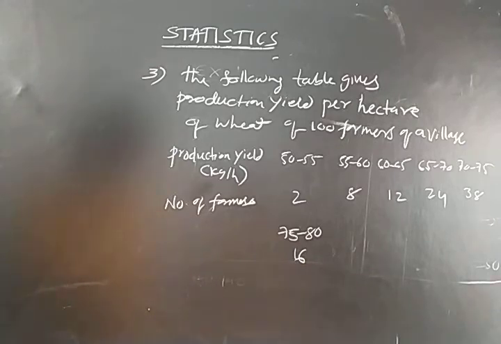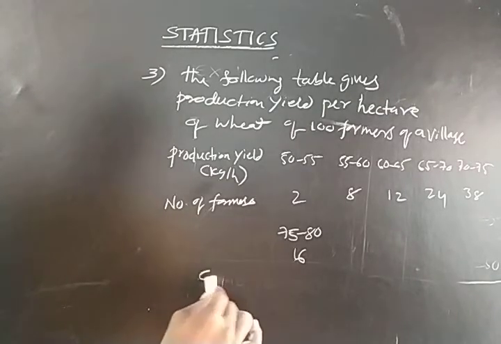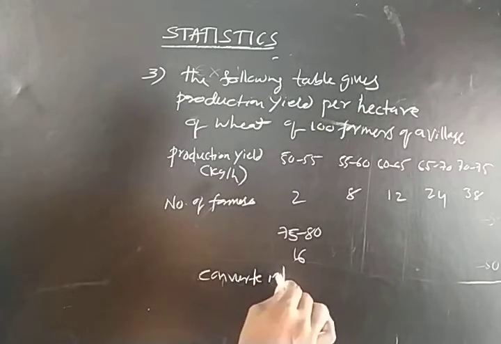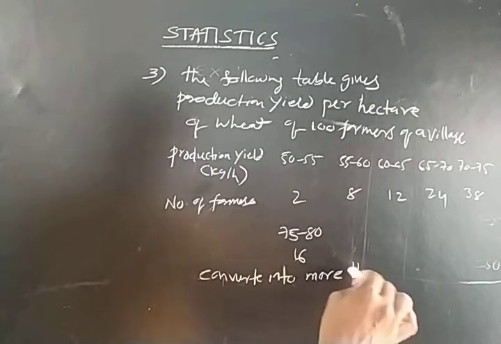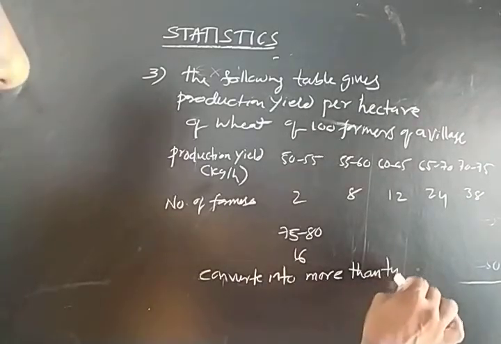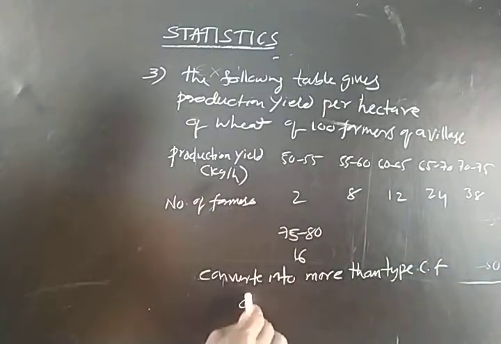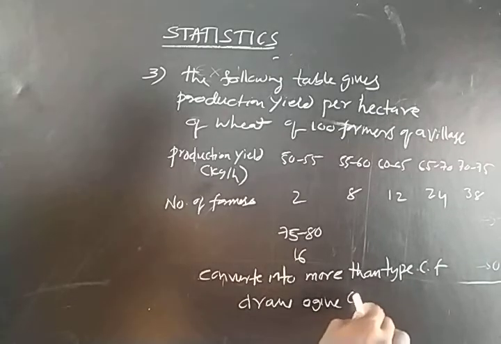Change the distribution to the more than type distribution and draw the OJ curve. Convert into more than type cumulative frequency distribution. Draw the OJ curve. This is the question.